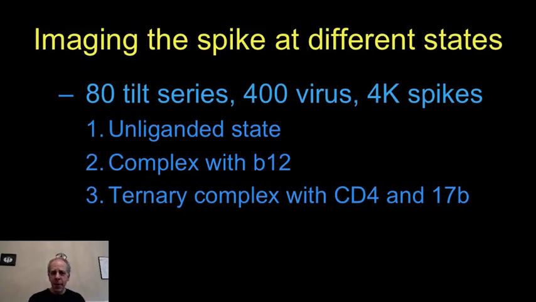And for the particular examples I'm going to show you, we have 400 viruses. From them we got 4,000 of these spikes and envelopes under different states, what's called unligated, with a B12 complex, and with other complexes. So just different states. We want to concentrate on the image processing part.